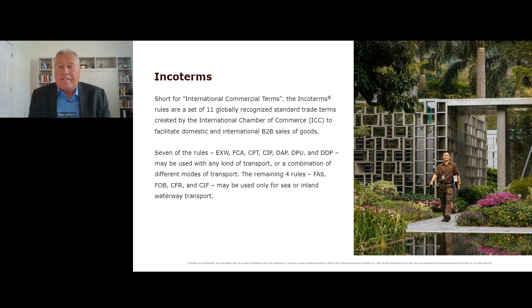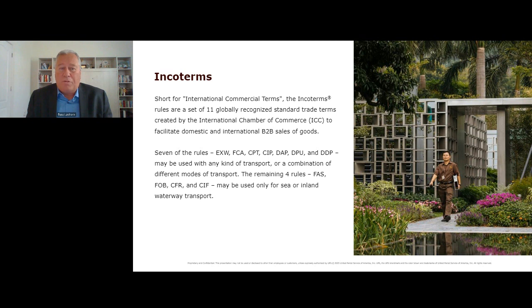Okay. The next thing that importers really need to look at is Incoterms, the International Commercial Terms. You hear some people call it ICT. I've heard it referenced that way, but most people call this Incoterms. And there's basically a set of 11 Incoterms out there.